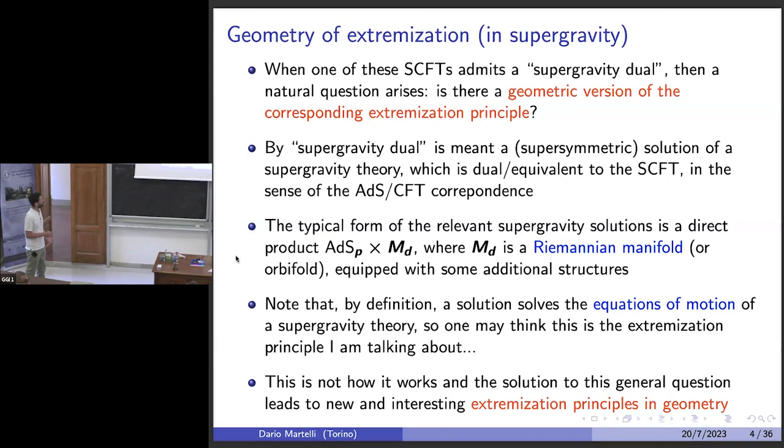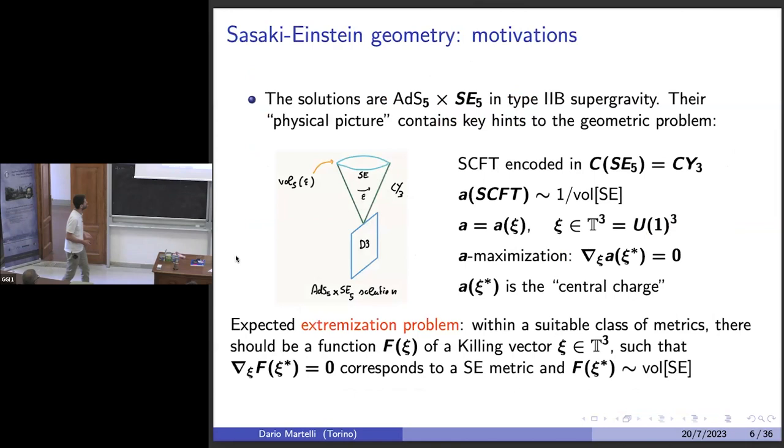So by definition, a solution is something which solves the equations of motion. So one might say, okay, this is exactly the extremization principle that you need, and that's it. There is nothing much more to say. That's not how it works. And in fact, getting the geometric version of the extremization principles often gives some interesting new type of geometry.